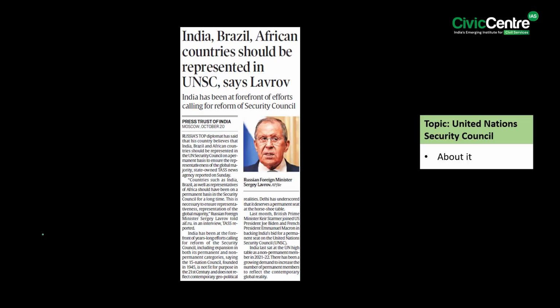The next article says that Russia's foreign minister supports the inclusion of India, Brazil, and African nations as permanent members of the UN Security Council. Notably, this stance aligns with India's long-standing efforts for UNSC reform, emphasizing the need to reflect the current global geopolitical realities. Notably, leaders from the US, UK, and France also back India's bid. In this context, let us talk about the United Nations Security Council.